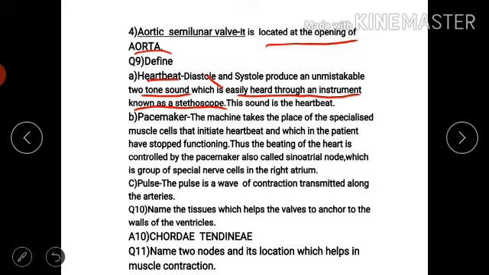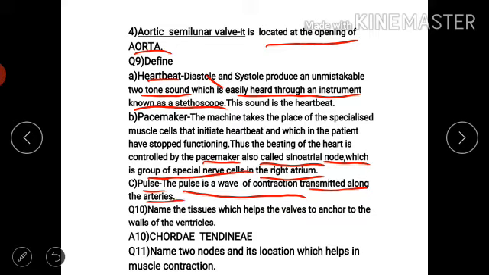Pacemaker: the machine takes the place of the specialized muscle cells that initiate heartbeat and which in the patient have stopped functioning. Thus, the beating of the heart is controlled by the pacemaker, also called sinoatrial node, which is a group of special nerve cells in the right atrium. Pulse. The pulse is a wave of contraction transmitted along the arteries.